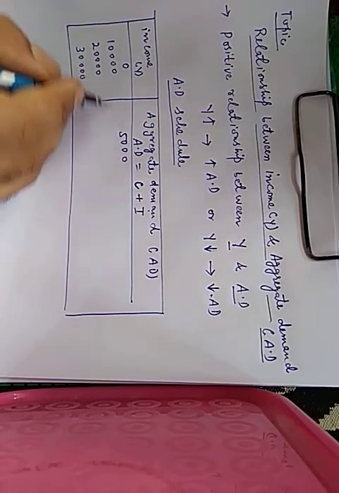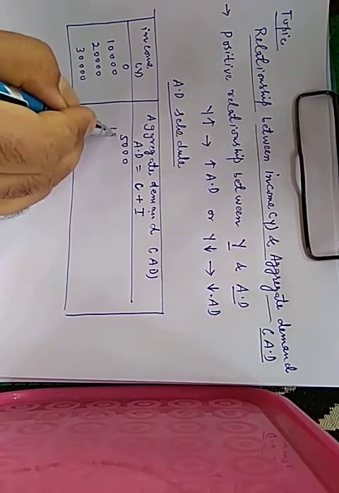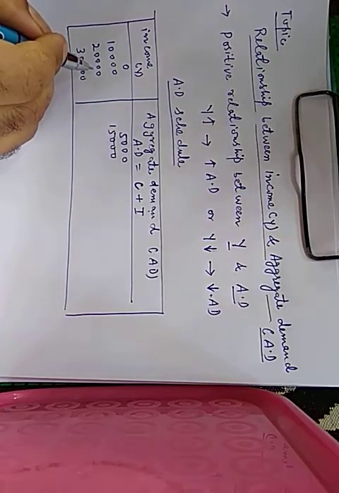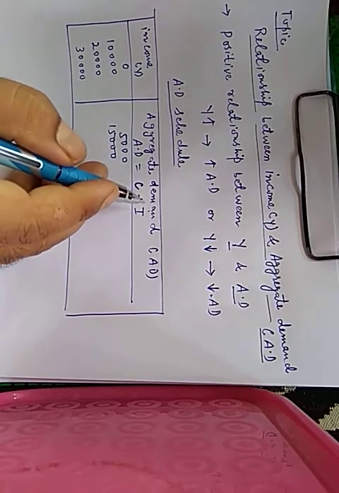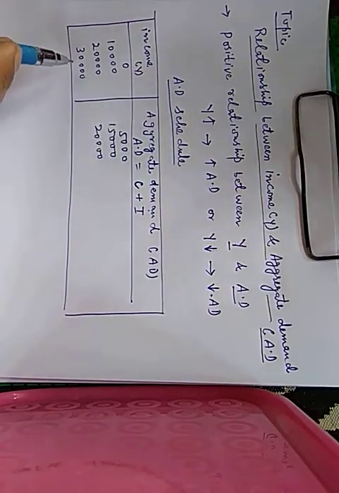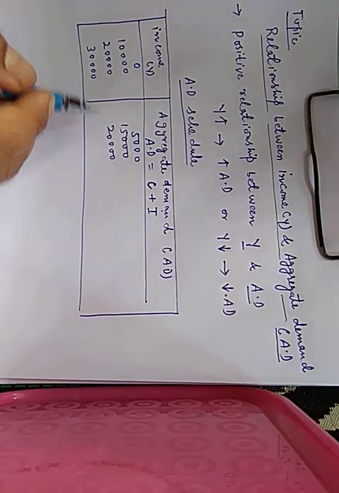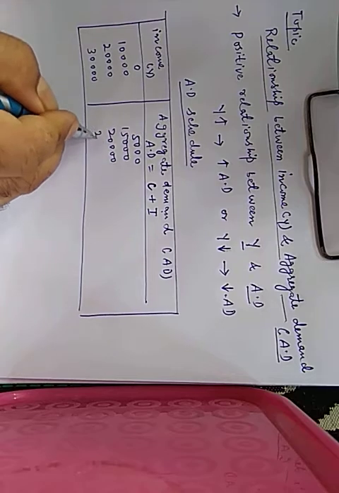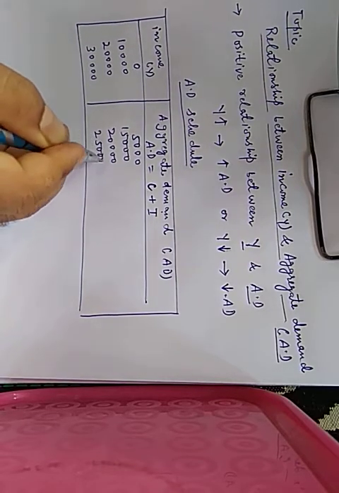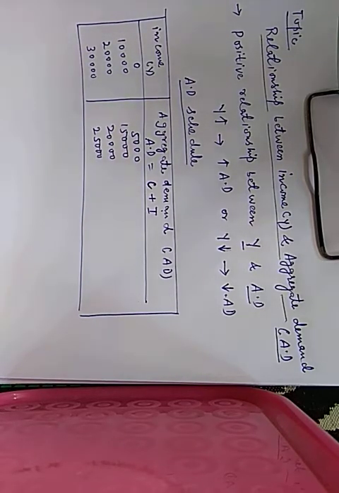When income increases to 10,000, suppose aggregate demand is equal to 15,000. And when income further increases to 20,000, let us take aggregate demand equal to 20,000. And when income further rises to 30,000, suppose aggregate demand at that level of income is equal to 25,000, consisting of consumption expenditure by households and investment expenditure by the business sector. This is the aggregate demand schedule.